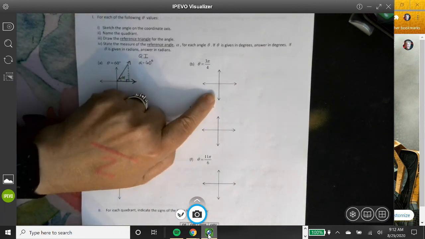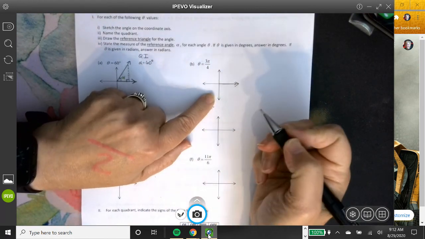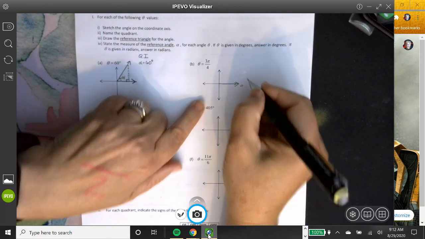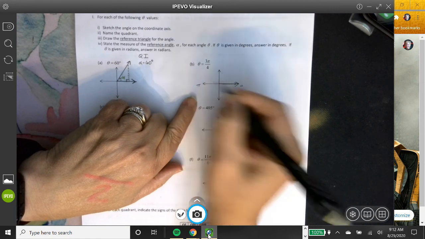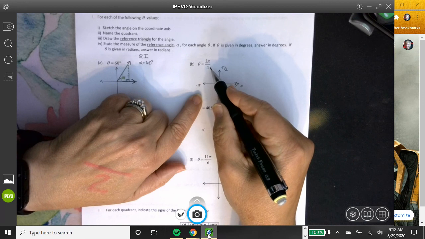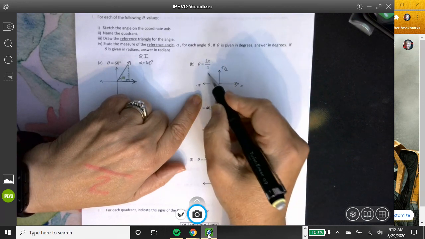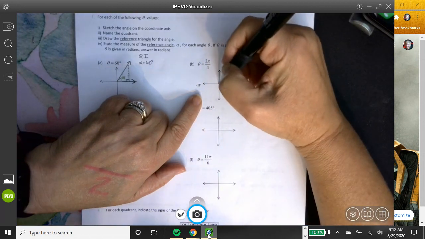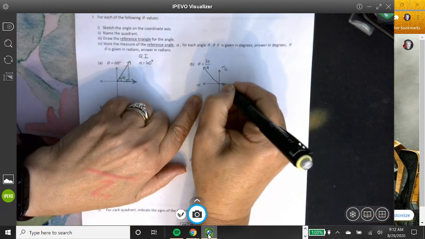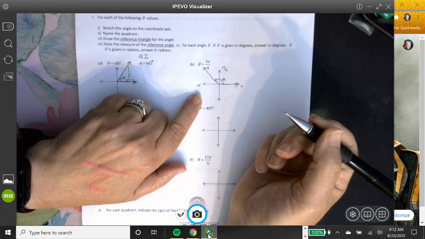Okay, so part B, 3 pi over 4. Well, here we go. Here's my initial side, and I'm going to rotate 3 pi over 4. Well, in my mind, I know this is 0 and this is pi, and I know this is pi over 2. And I'm in fourths now. So if I go 1/4, 2/4, 3/4, 4/4, I know that I'm going to be in the middle angle here. And my angle of rotation theta is right here. Okay, so I've drawn my angle of rotation.